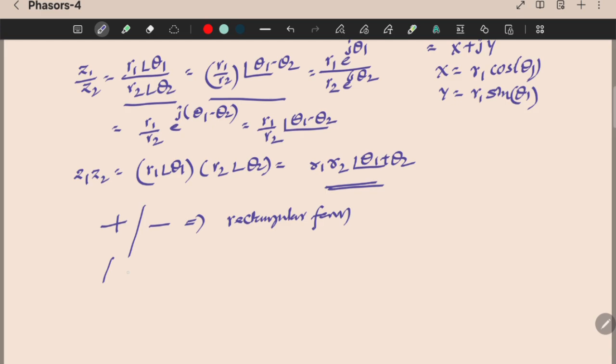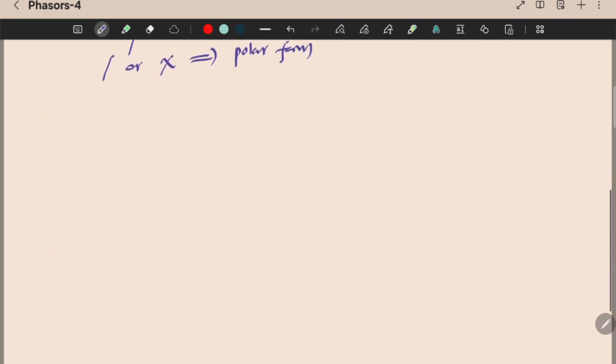Okay, division or multiplication, it is simply r, then go for polar form. Now we'll see the question they have given. The question is: 40 at an angle of 50 degrees plus 20 at an angle of minus 30 degrees, all to the power of 1 by 2, that is the square root. This is what we have to evaluate.